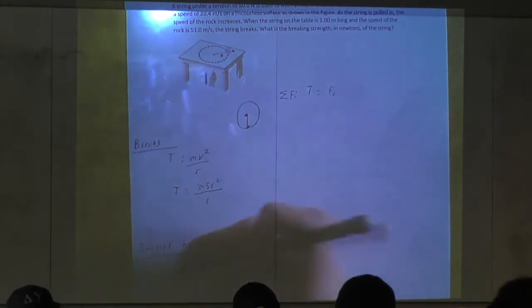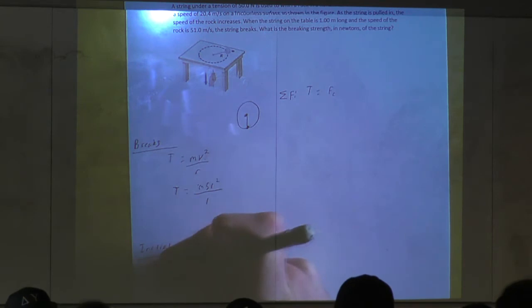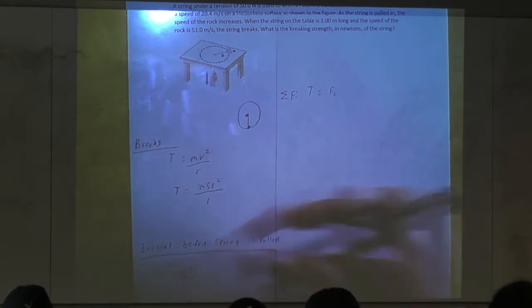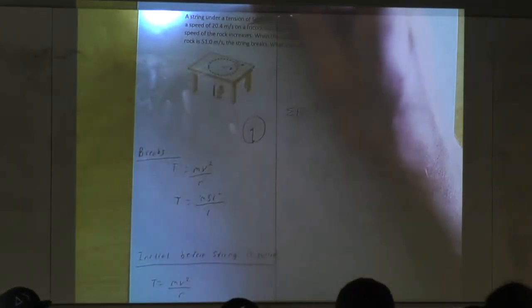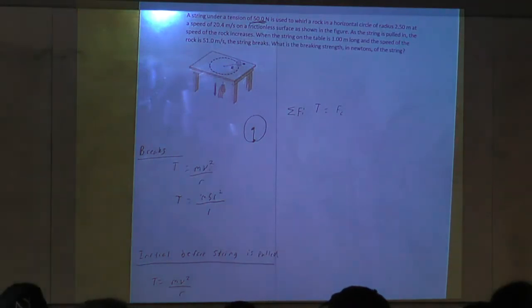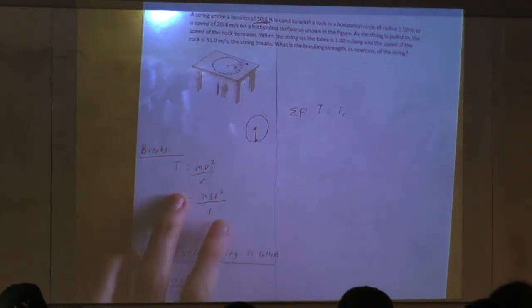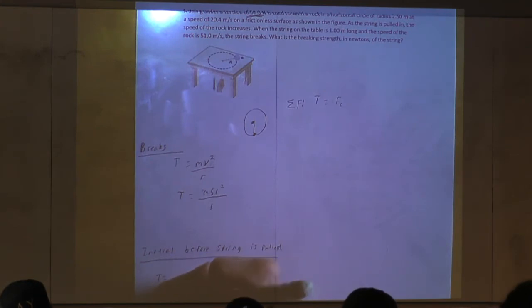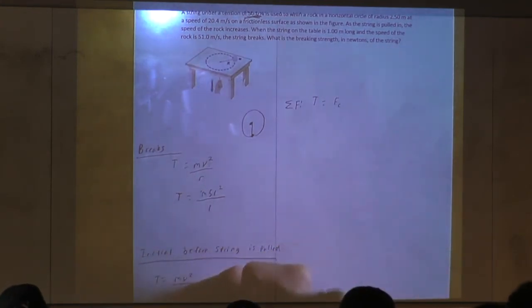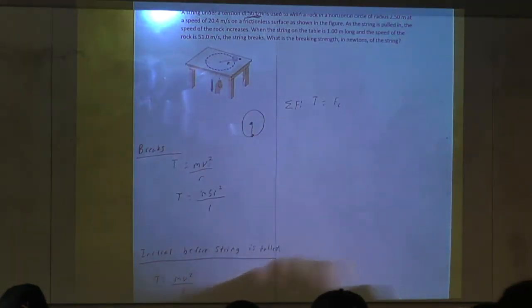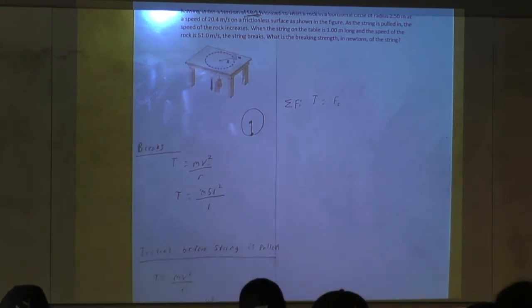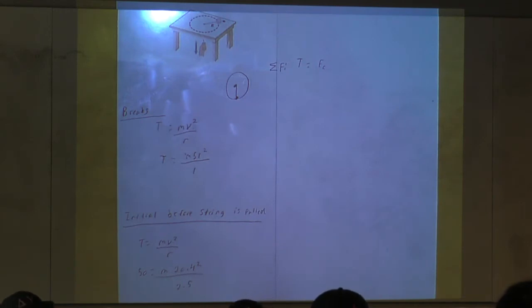But anyway, we're going to use the same formula. T equals mv squared over r. In the initial condition, before the string breaks, it told us the tension was 50, which is the other variable we were missing in the breaking part. So we can now say that 50 is equal to m, and then it was going initially 20.4 meters per second, and it was 2.5 meters. So now we can solve for our mass.